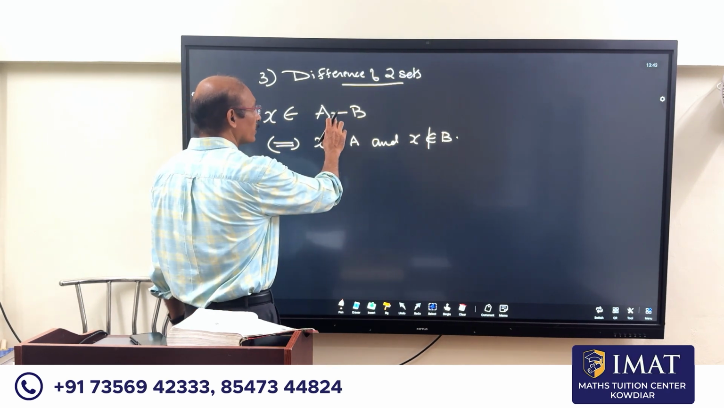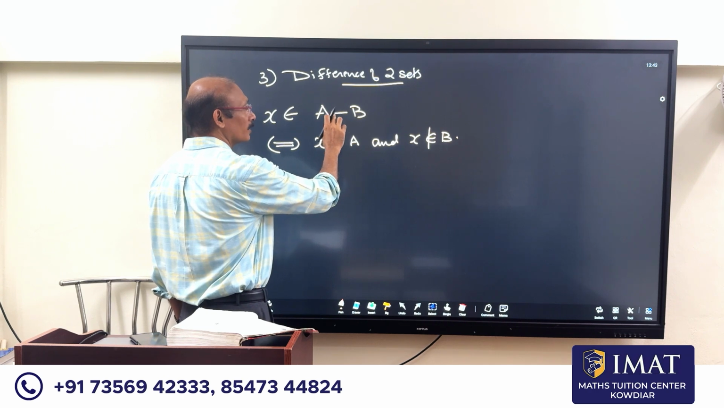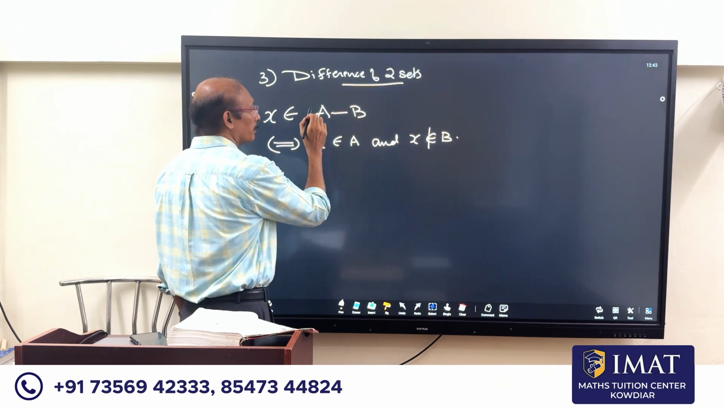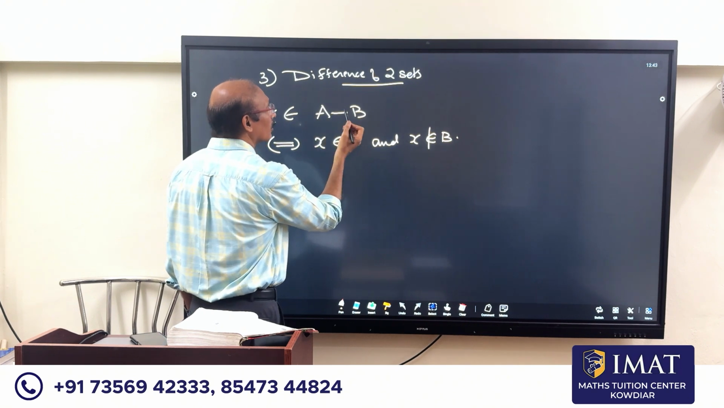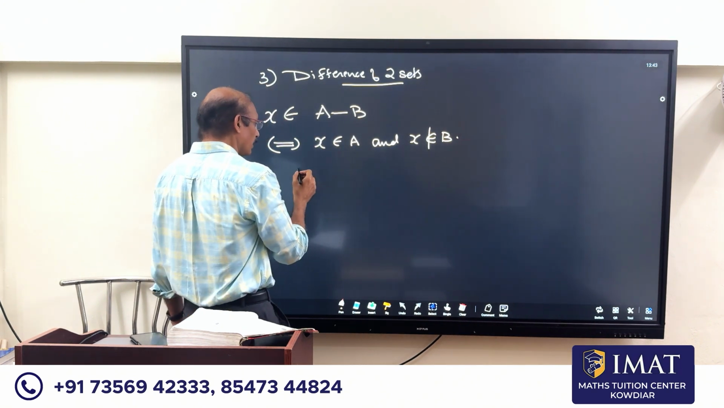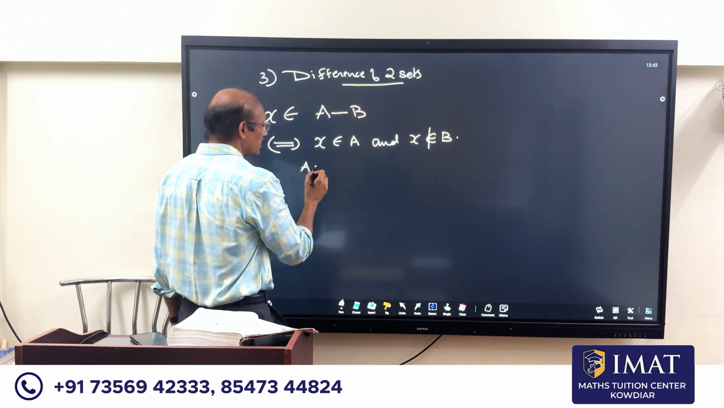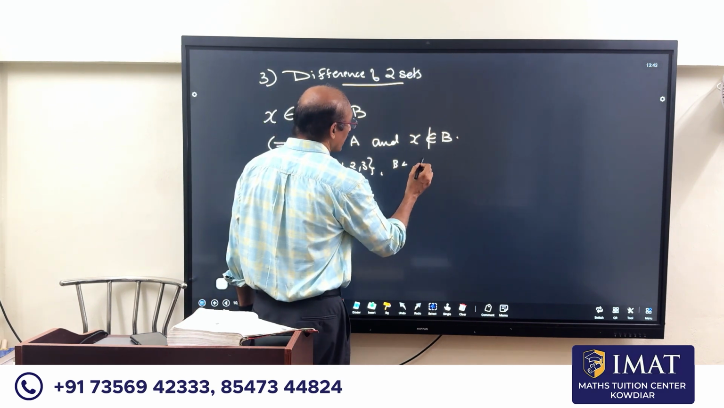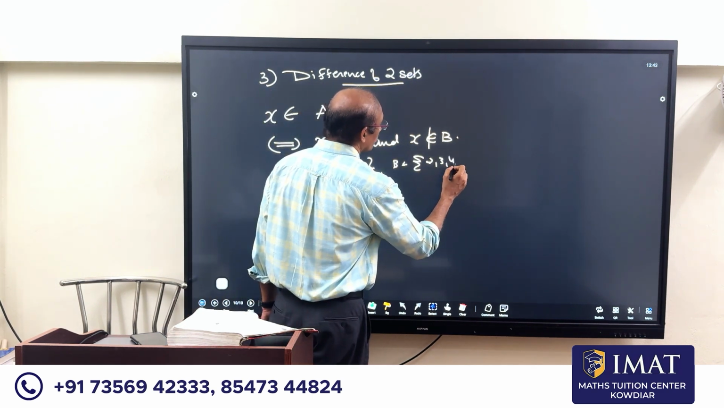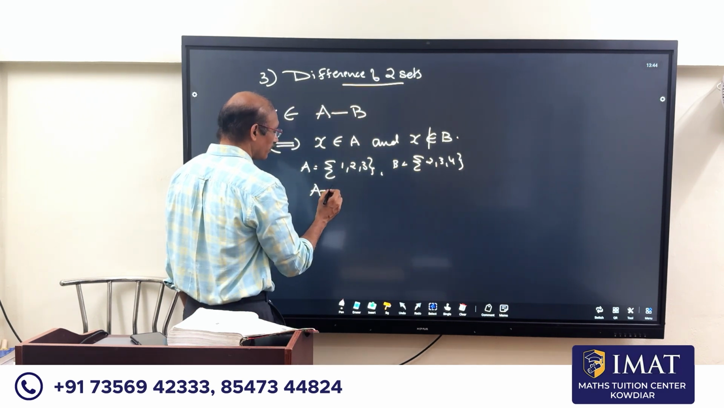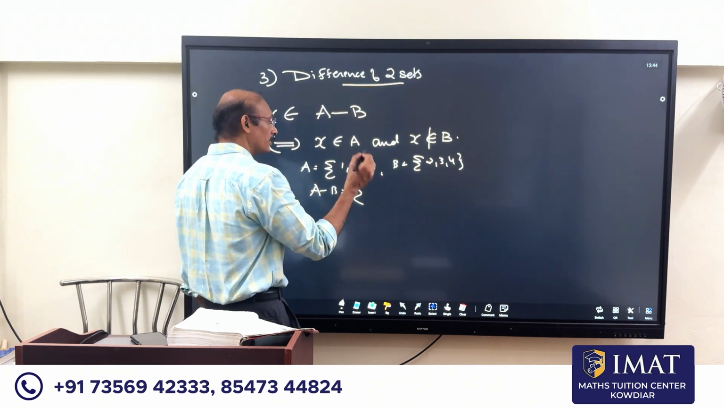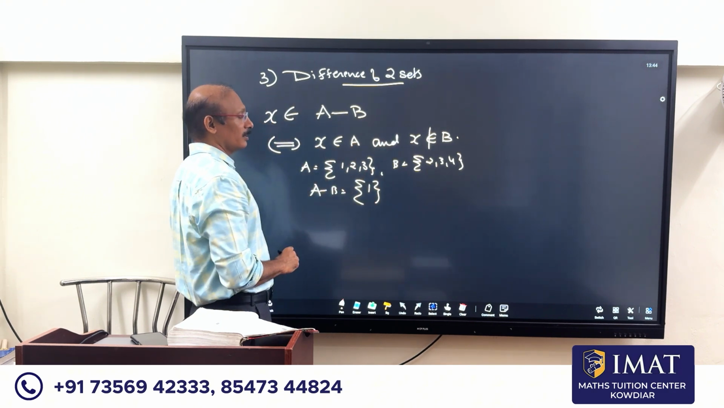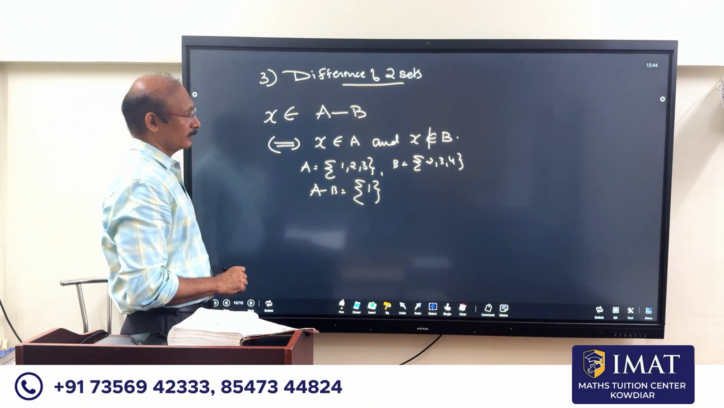So the symbol for difference is minus. You just put the same symbol which you use in number theory. So A minus B means elements that are in A but not in B. I'll take two types of examples. Suppose I say set A as 1, 2, 3 and set B as say 2, 3, 4. What is A minus B? It means elements that are in A only, which is 1, which is not in B. So A minus B is the set {1}.